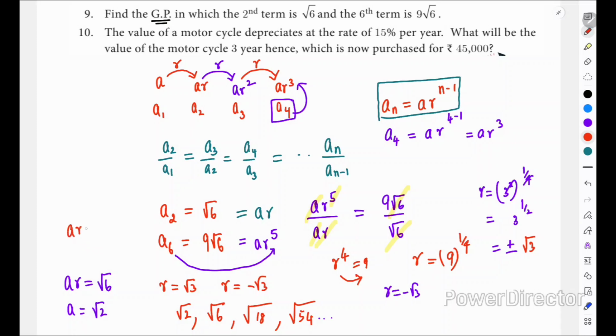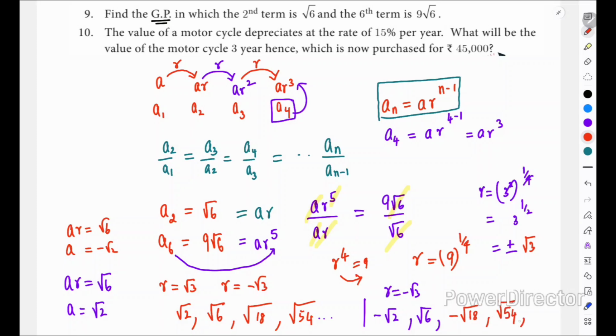So here AR is equal to root 6. What would be A? If R is minus root 3, I would get minus root 2, right? Minus root 2. So the first term would be minus root 2. Second term is root 6. What would be the third term? The third term would be root 6 into minus root 3, so minus root 18. The fourth term would be root 54.